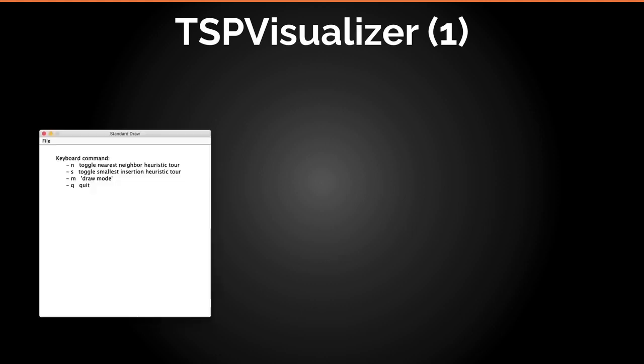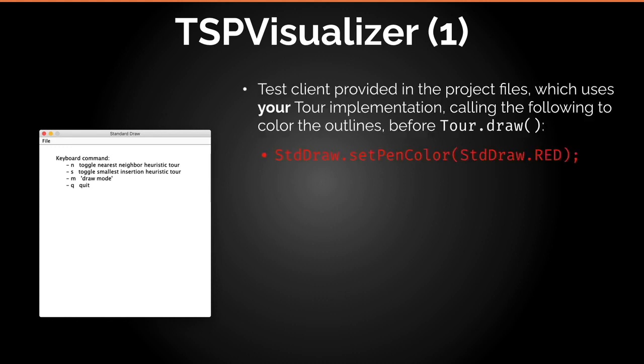So I want to call your attention to a tool that's going to be your best friend in this assignment. It's TSPVisualizer. TSPVisualizer is a client that, given your code, that means your Tour class and your draw method, is going to provide you with an easy way of testing it. So you have a couple of commands. One is to toggle to nearest neighbor and to toggle to smallest increase. M is the draw mode and Q is quit.